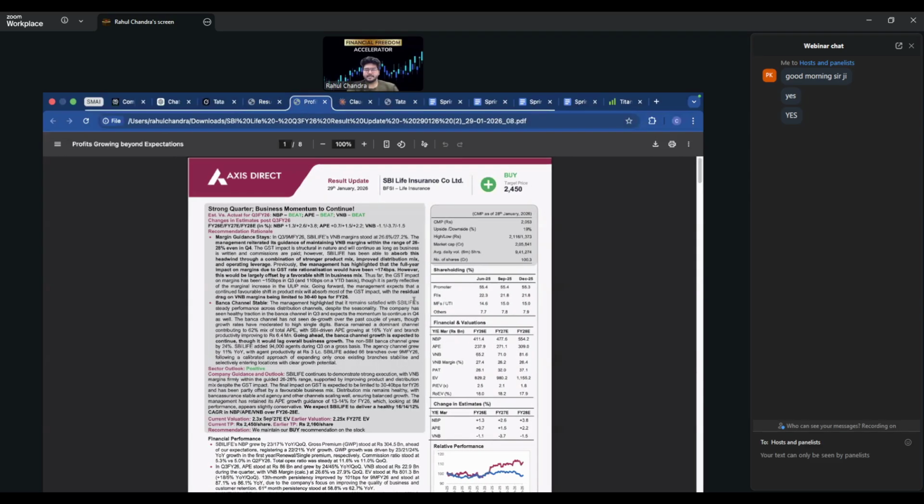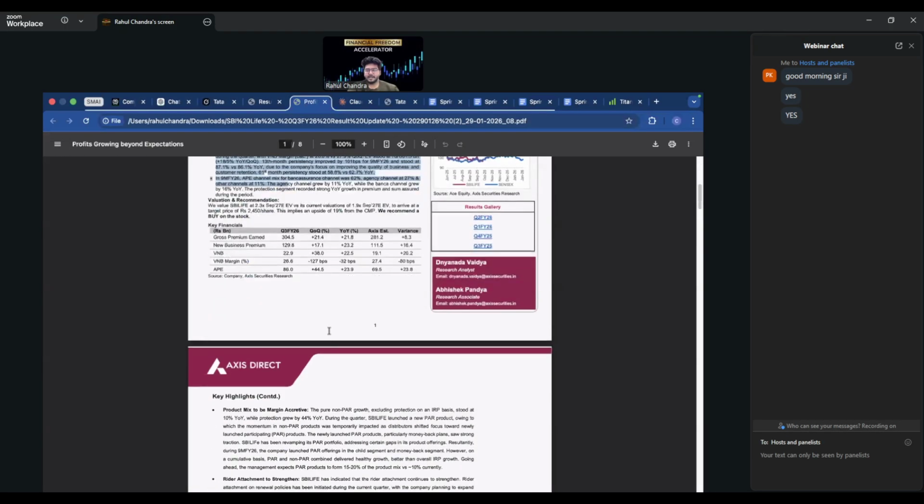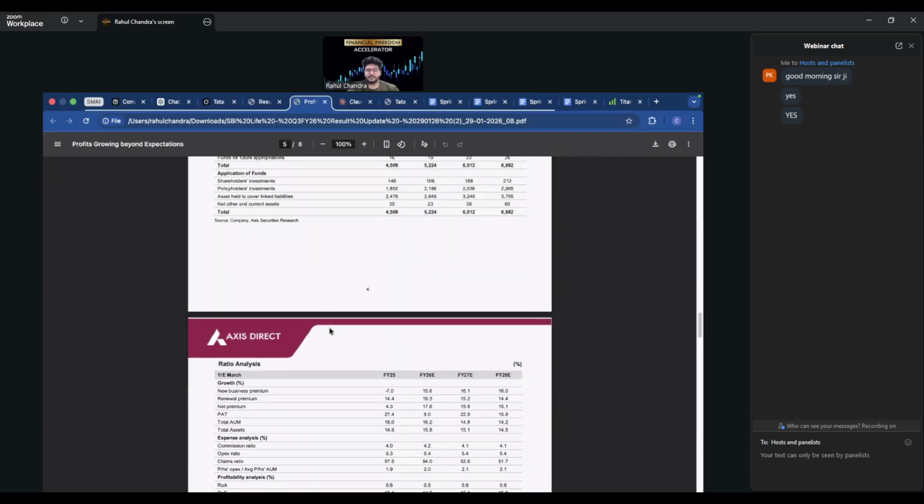Or let's say this is Axis Direct's report on SBI Life Insurance. As of the report date, the current price was 2053 rupees, and they said that the target price is 2450, which is approximately a 19-20% upside. Now, this is how the reports actually look. But as you can see, it's a lot of typical corporate jargon, financial jargon, and a lot of numbers. Do you think it looks easy to understand, having so many data points?